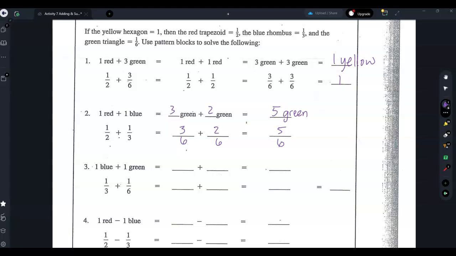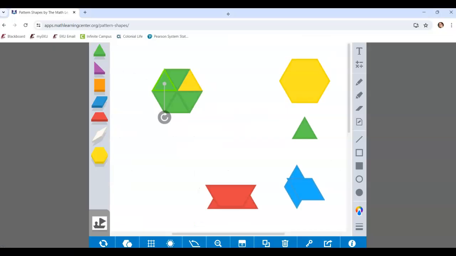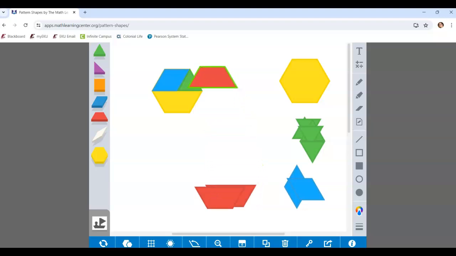So if we do 1 blue plus 1 green, so let me get back to my start here. So I've got 1 blue plus 1 green. And you might notice right now, depending on how you place those together, that it's actually equivalent to a trapezoid. So hopefully that's what we'll get in the end. But right now, I can't add them together because they're different. Blues and greens are not the same, right? They're not the same size. So I can't add them together.